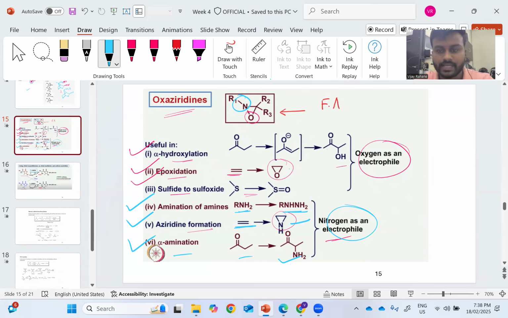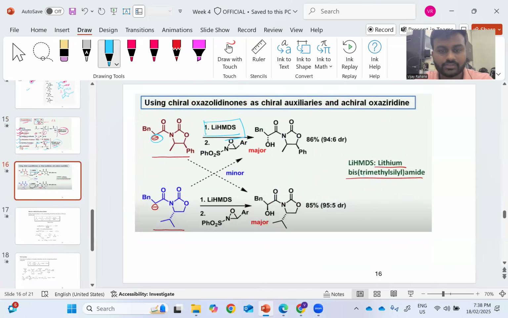It can act as a nucleophile, sorry, electrophile, or oxygen can also act as the electrophile. So in this case, the oxaziridine given, right? So in this case, what happens? Once this proton is abstracted, the nitrogen and the oxygen both can act, right? So among these, the hydroxylation occurs with the oxygen acting as an electrophile here.